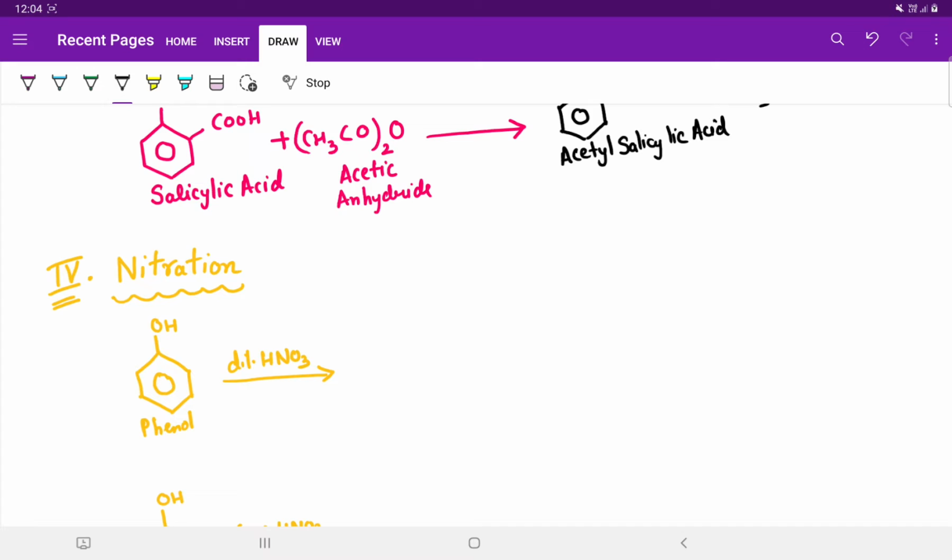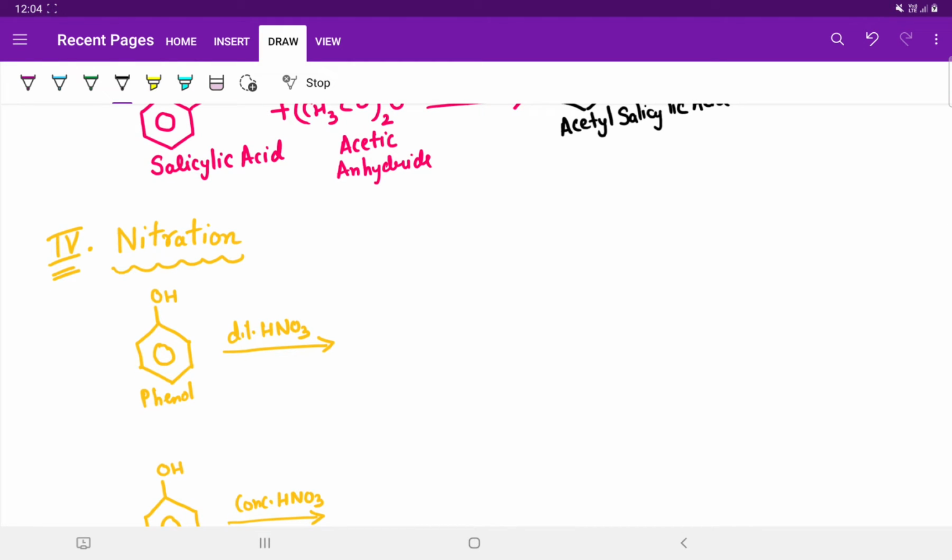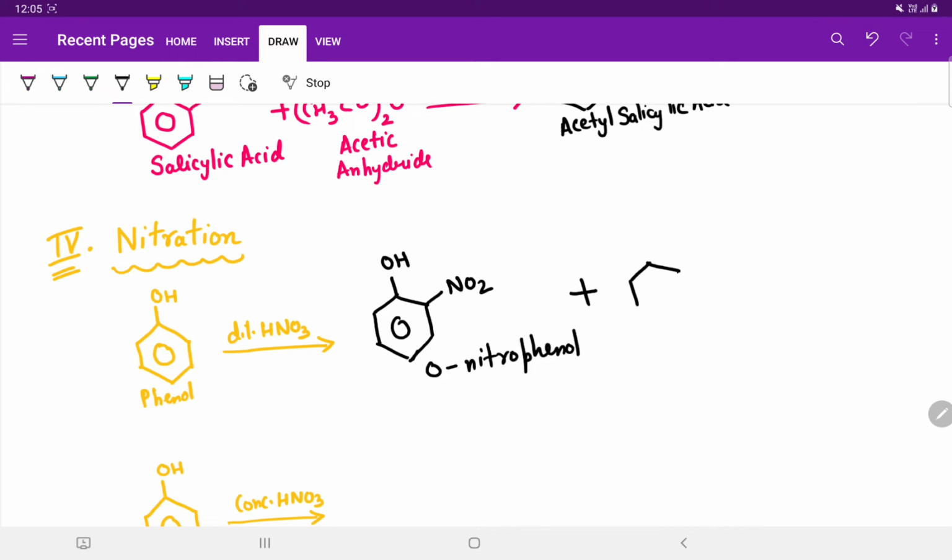The fourth property is known as the nitration. Now in nitration, it leads to formation of ortho and para-nitrophenol in presence of dilute nitric acid. So in presence of dilute nitric acid, there will be addition of a nitro group either at the ortho position, such as here. So this is known as orthonitrophenol, or it will lead to formation of para-nitrophenol also. So we all know the positions of ortho, meta and para. So this is the para position and it is known as para-nitrophenol.